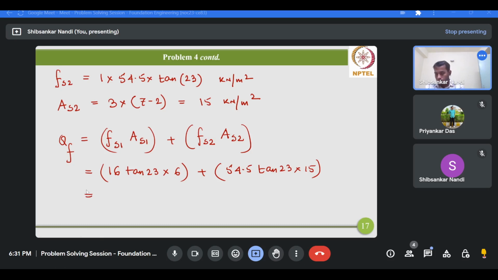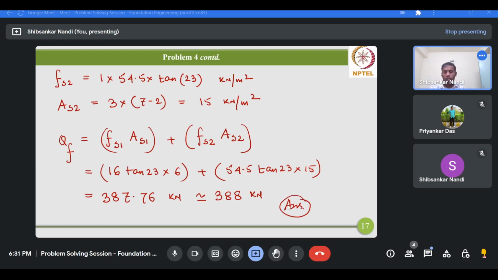16 into 6 plus 54.5 into 15 into 10. Okay, so I think it's 357.76 kilonewton, or we can approximate this value as 358. This is the final answer.